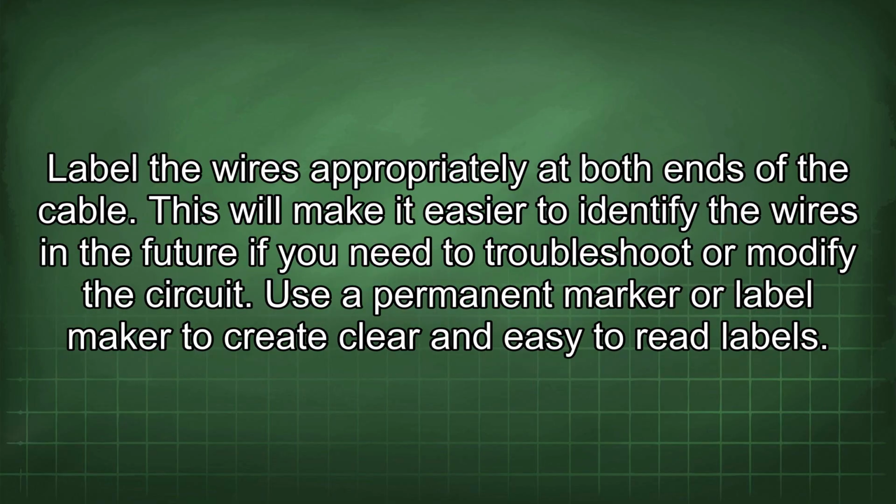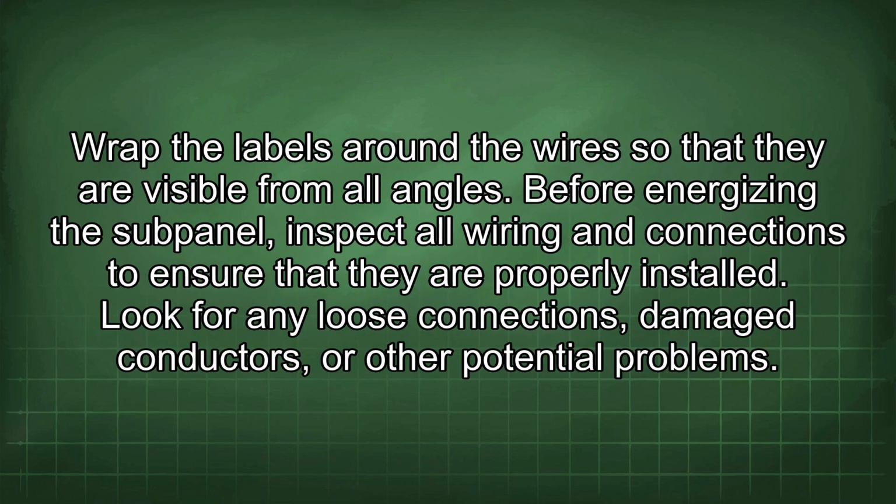Label the wires appropriately at both ends of the cable. This will make it easier to identify the wires in the future if you need to troubleshoot or modify the circuit. Use a permanent marker or label maker to create clear and easy-to-read labels. Wrap the labels around the wires so that they are visible from all angles.